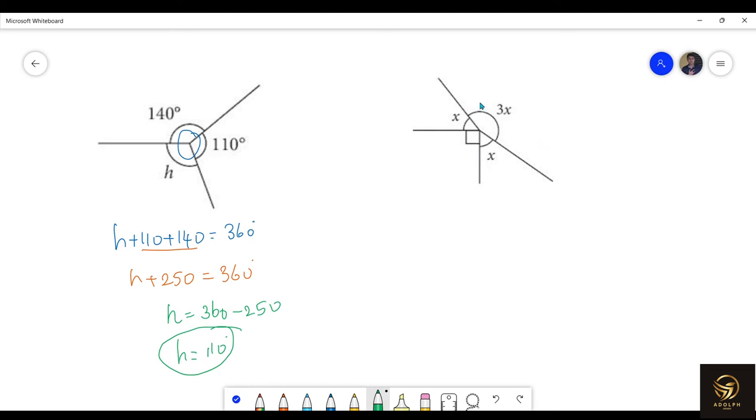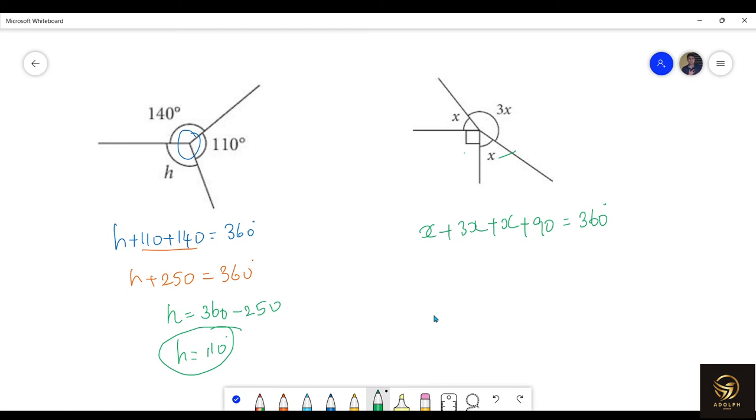So what's the property? The same property. Three angles are mentioned. One angle is with a square symbol. So we know that if it's a square symbol, it's 90 degrees. So let's start adding it. Let's start from here. So x plus 3x plus x plus this 90. This is equal to 360 degrees.